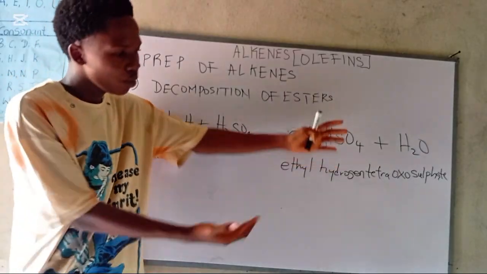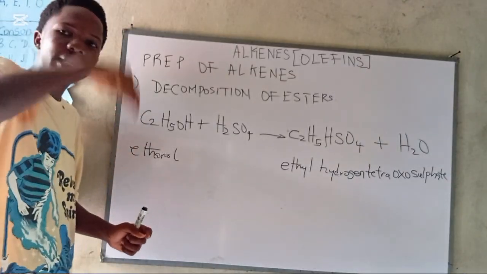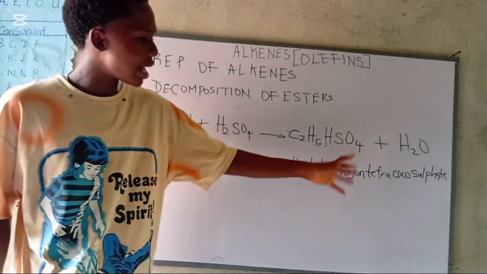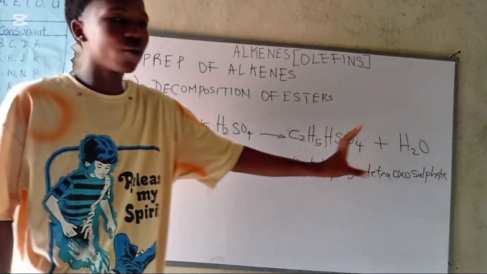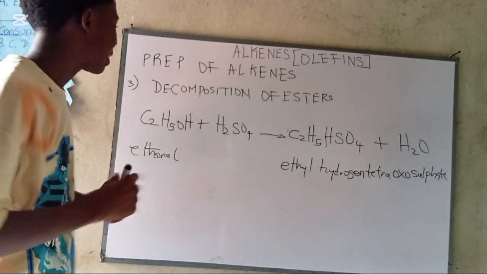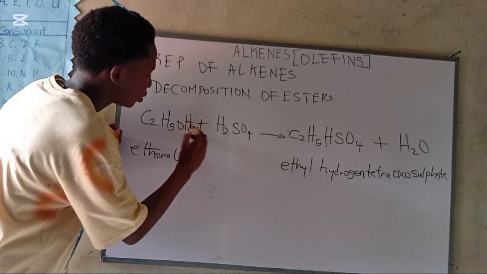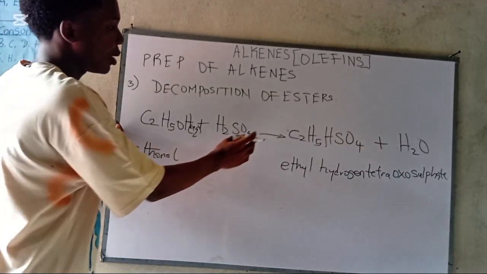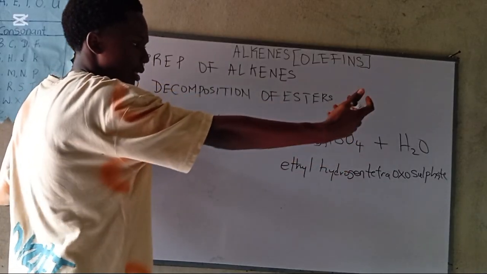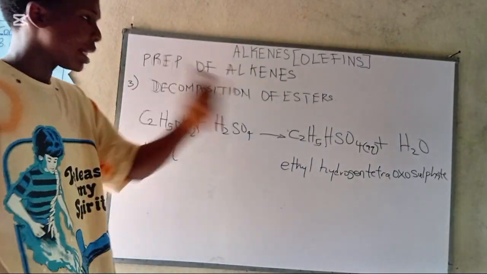We remove this from the reaction and apply heat. Note, in the decomposition, there must be an application of heat. Looking at this, we have to decompose this ester we've gotten here. Now note, it's very important: this ethanol here is in aqueous state, and our ethyl hydrogen tetraoxosulfate(VI) is also in aqueous state. Please don't forget that it is in liquid.